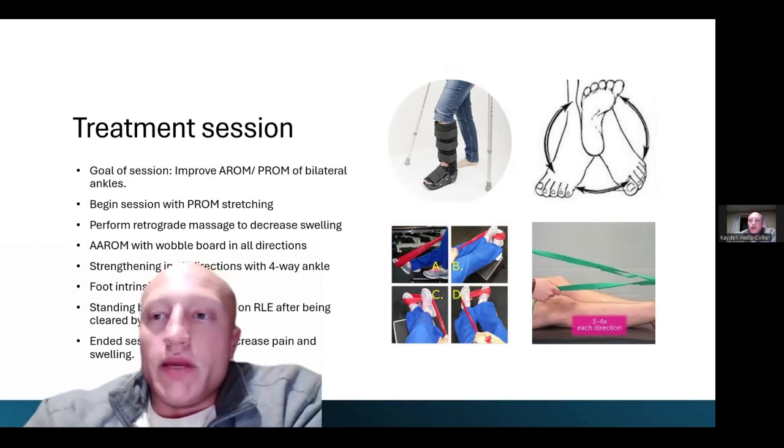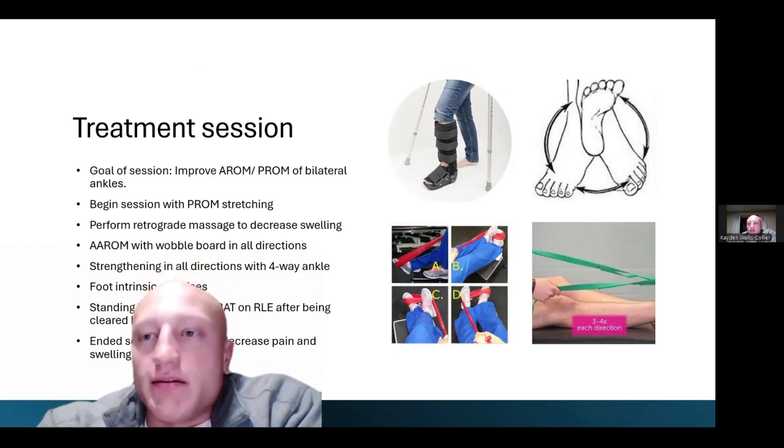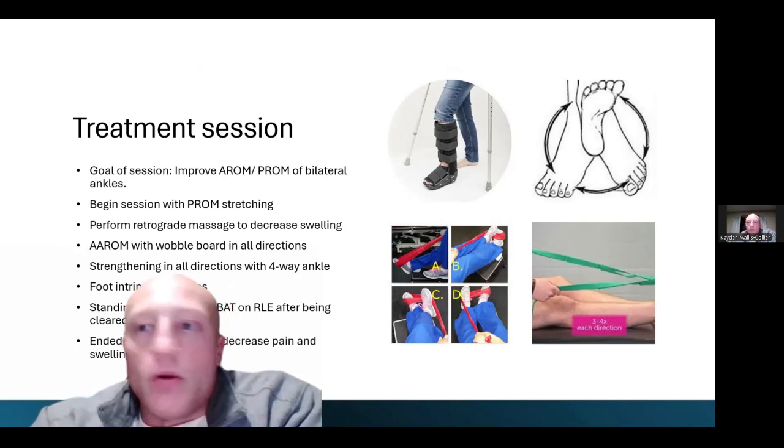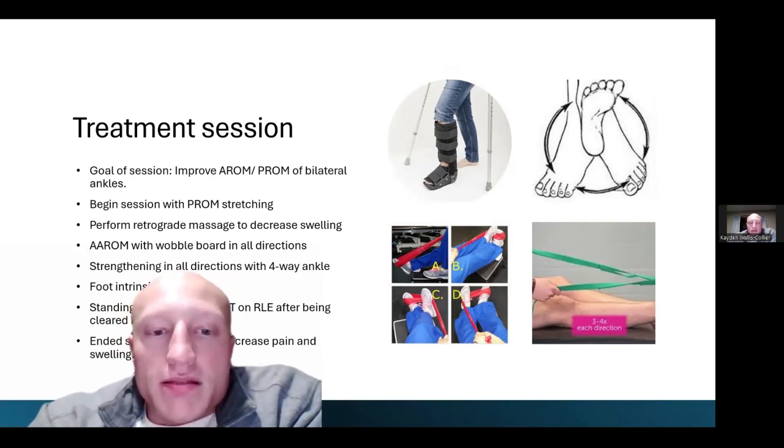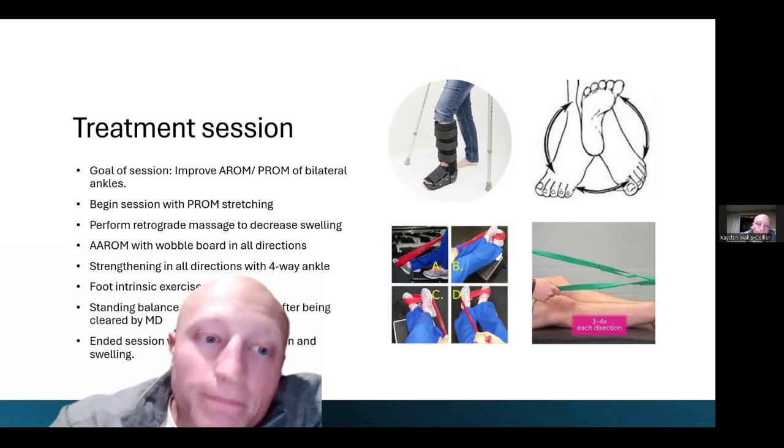And then we also would do strengthening exercises in all directions, especially starting out. These weren't anything major. The bands we were working with here, even in plantar flexion, were a yellow or red TheraBand. So very, very weak after being stuck in those cam boots for so long.